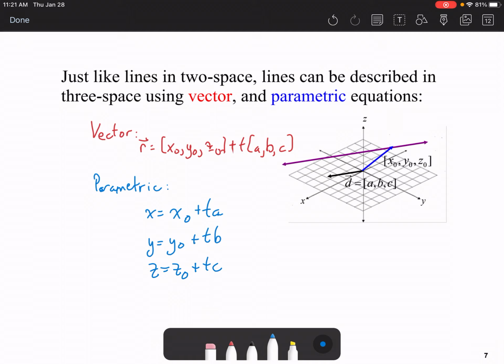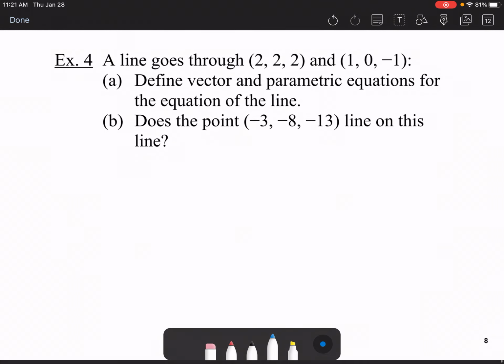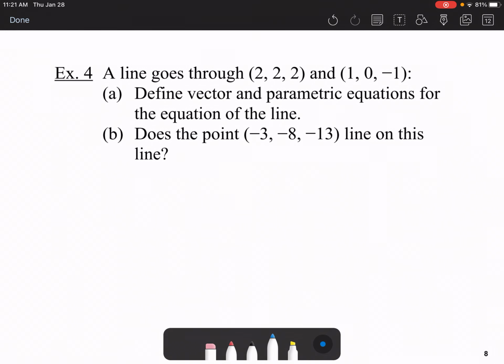So, similar properties exist with these. Okay, so a line goes through the points (2, 2, 2) and (1, 0, -1). We want to determine our vector and parametric equations for this line. And we want to see, does the point (-3, -8, -13) actually lie on this line?